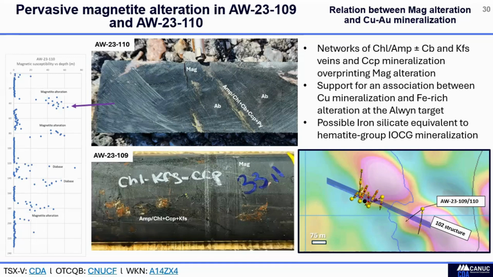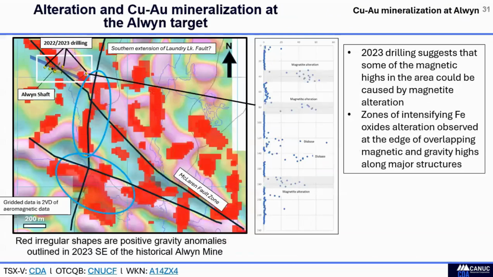Again, sitting at the edge of these geophysical targets. And when we start integrating with the structural picture that we have for Alwyn in different layers of geophysical surveys, we have in red the gravity anomalies. There's an interesting alignment of gravity highs along the McLaren Lake Fault, but also where we have the intersection of the Laundry Lake Fault, which is known to be mineralized as well from the work being done to the north. There's a string of gravity highs that align close to these intersections between the McLaren Lake Fault and the Laundry Lake corridor.